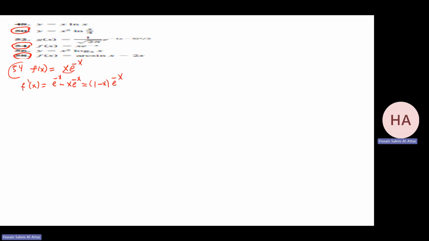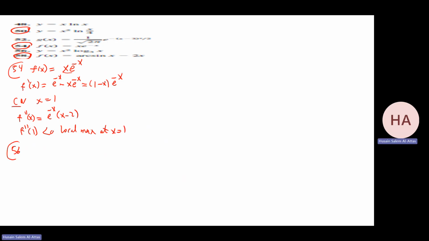The domain is all real numbers here, right? Critical numbers, x equals 1, coming from f prime equals 0. We'll find f double prime. It will be e to the minus x times x minus 2. Very clear. F double prime at 1 will be what? Positive and negative. It will be negative. So I have a local maximum at x equals 1. Easy one.